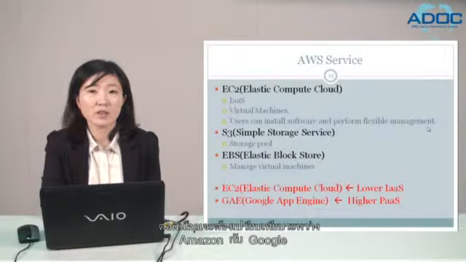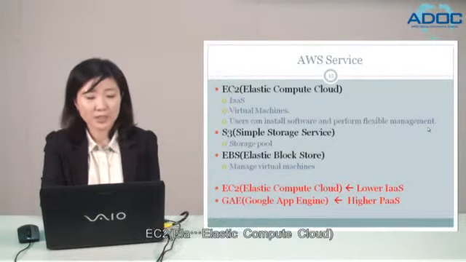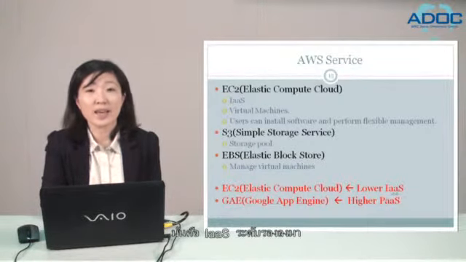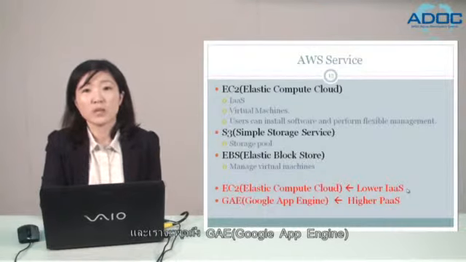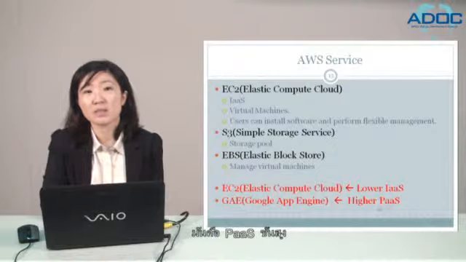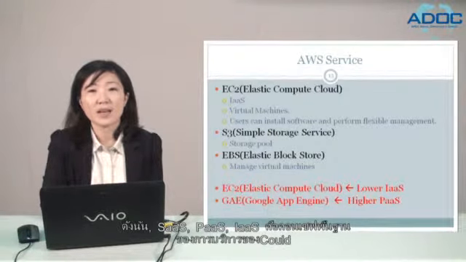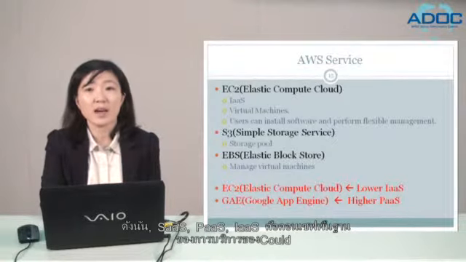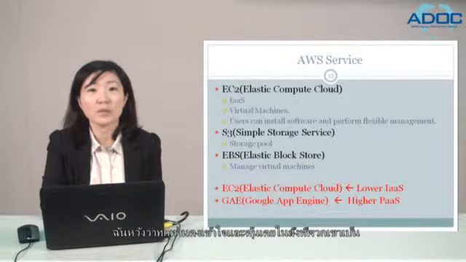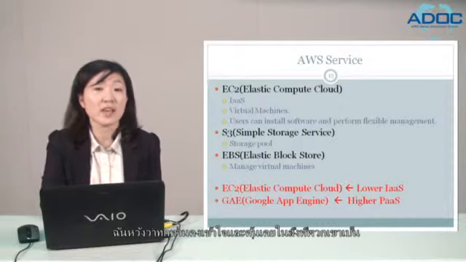And now, I'll give you a comparison between Amazon and Google. EC2, Elastic Compute Cloud, is a lower-level IaaS. And while we talk about GAE, Google App Engine, it means a higher-level PaaS. SaaS, PaaS, IaaS are the very basic concepts of cloud services. I hope everyone will be very familiar with them and understand what they are.